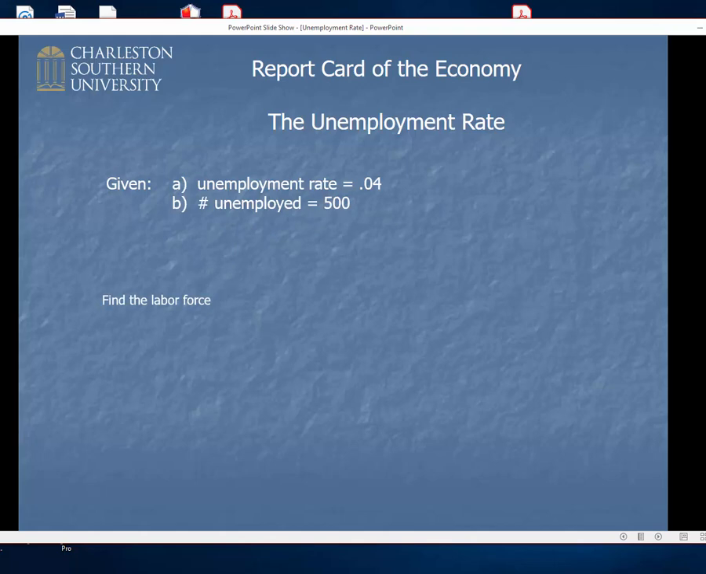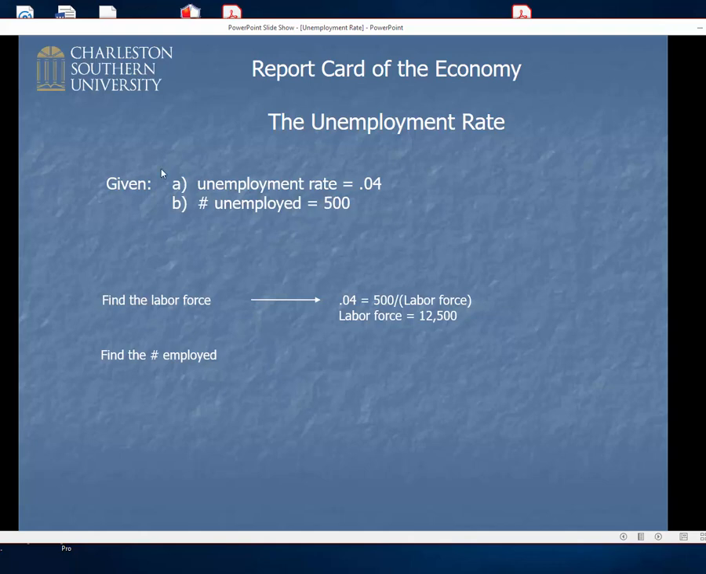And the way you would do it is like this. The unemployment rate is equal to the number unemployed divided by the labor force. This is just from the definition. And so from this equation, you could solve for the labor force by multiplying both sides by the labor force, dividing both sides by 0.04, and you would get that the labor force is 12,500.